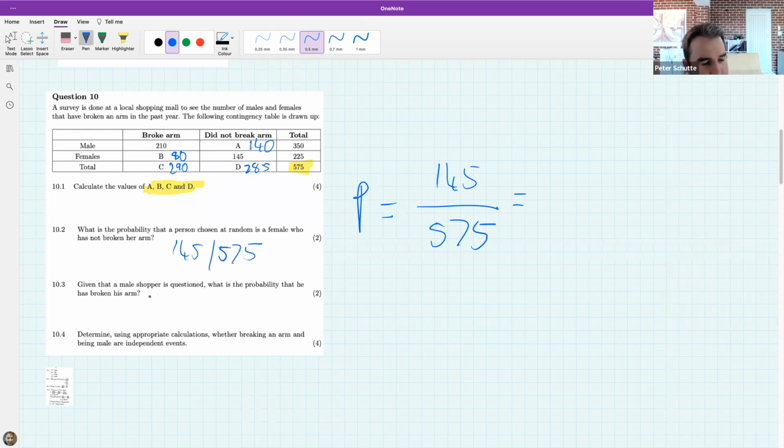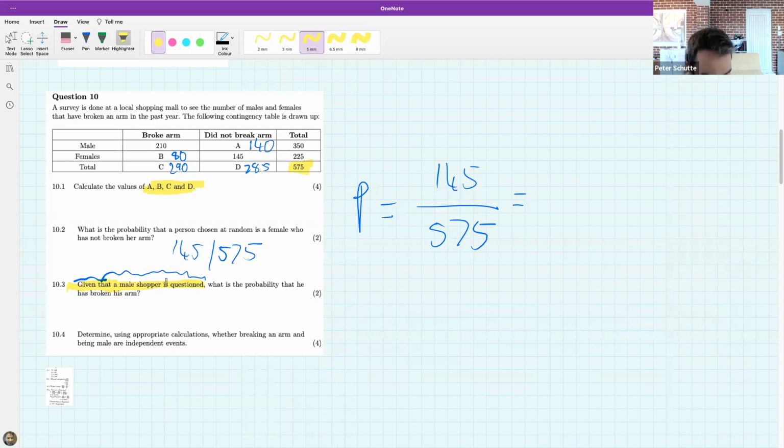Okay, what about 10.3? Given that a male shopper is questioned, this is a little bit more tricky. Can you see that we are limiting the group of people? I want to know how big a group is the male population in this question? Because they've been a bit sneaky here. Given that a male shopper, there's a condition attached. How many male shoppers are included in this particular survey? Have a look at the question. They get a bit more sneaky here.